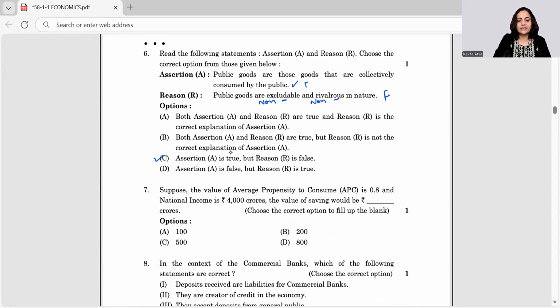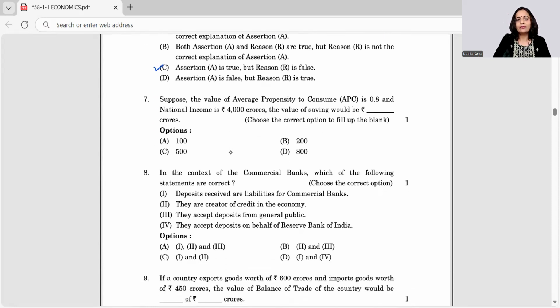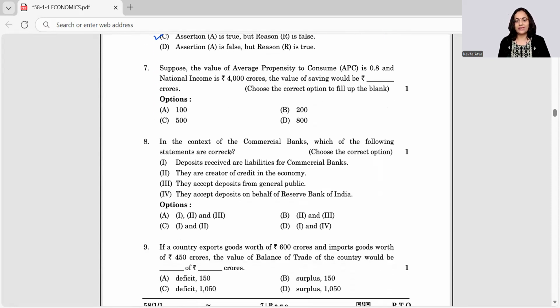Now, 7th, suppose the value of APC is 0.8 and national income is 4,000. The value of savings would be. Mind you, when we are required to have savings, we don't need APC. In fact, we need APS. So how would it be and what would be the value? It's going to be 1 minus this value. So it comes out to be 0.2.